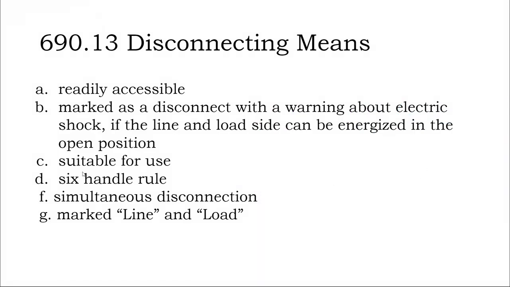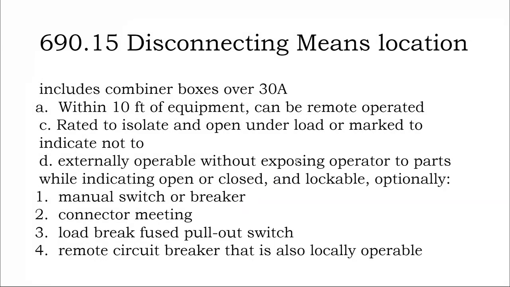So this disconnect needs to be readily accessible. It needs to have a sticker that warns about the electric shock. It needs to be suitable for use. Abide by the 6-handle rule. And then it says we're going to have you simultaneously disconnect those inverter output circuits. And it's marked line and load. So that's your solar disconnect.